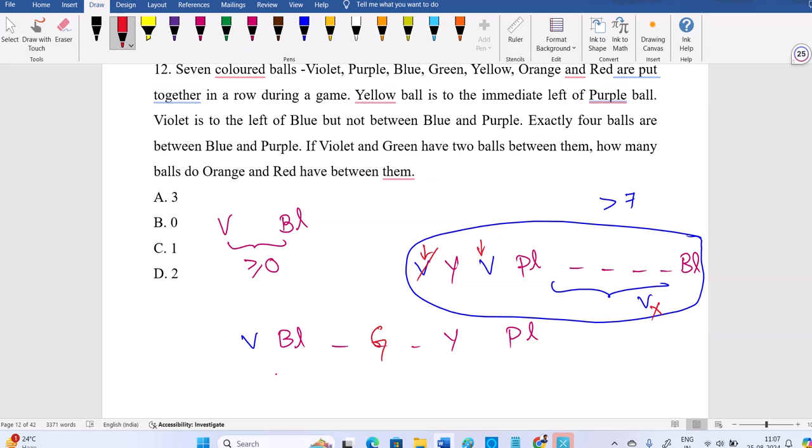Now the question is how many balls are between orange and red. See, orange here and red here, or this is red and orange. Definitely only one ball is there. Don't say the arrangement is not completed. It can be orange here, red here, or orange here, red here. Then only one ball is in between them. See the beauty in this question. Option C is correct. There is one ball between orange and red.